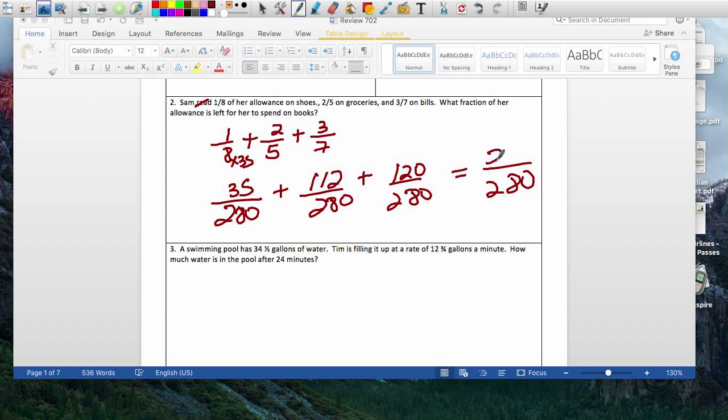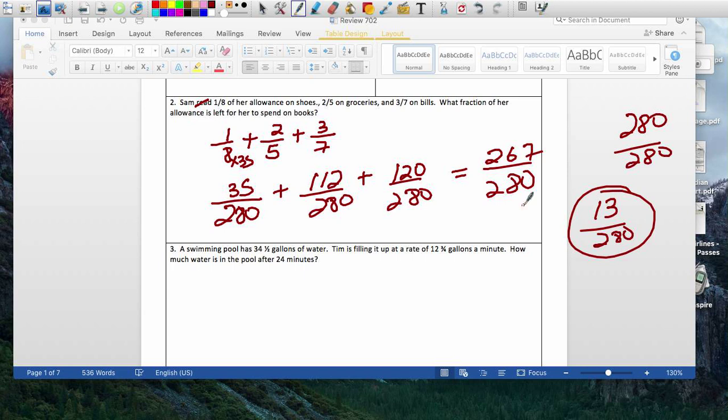So that's the fraction. So what's left for her to spend on books? Obviously, it's going to be the difference. So 280 of 280 would be the whole of our allowance, right? So we're going to subtract that. So this is going to be 13 over 280, the fractional part that's left for her to spend on her books. Okay.